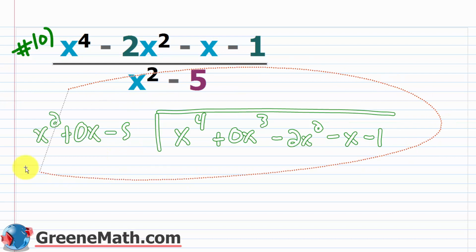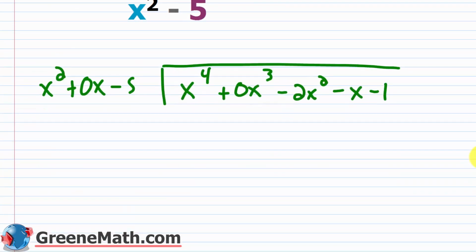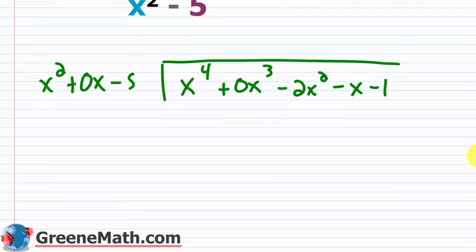Okay, so let me grab this guy, bring this down here, and then let's go ahead and crank out our division. So again, leading term into leading term. So this x to the 4th power, divided by this x squared. x to the 4th power divided by x squared is just x squared. So I'm going to put this over here, x squared.